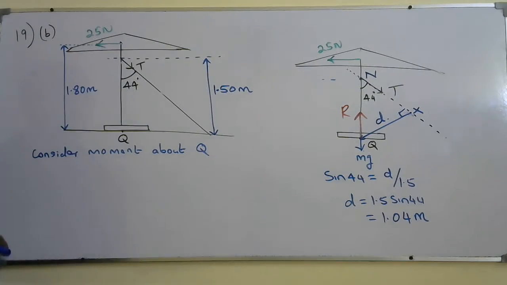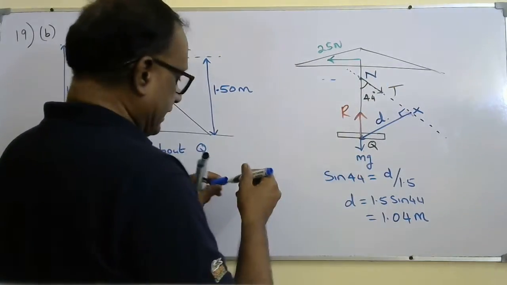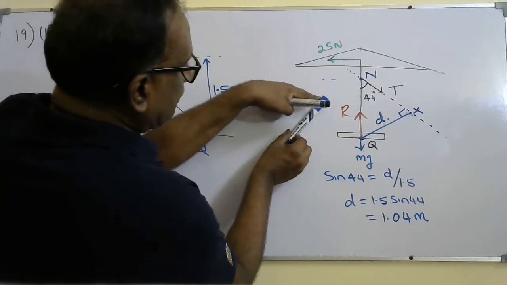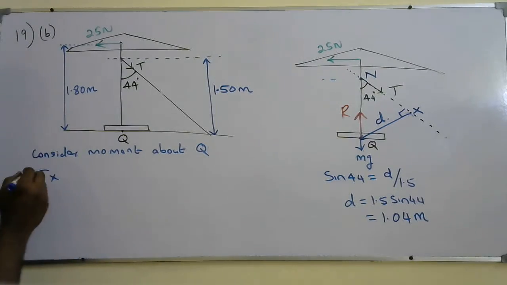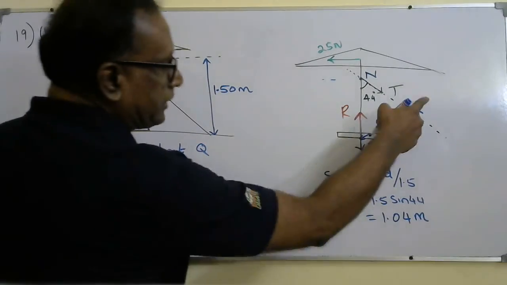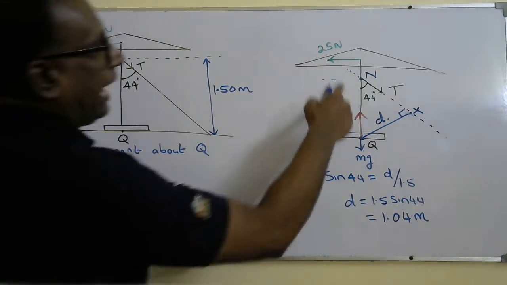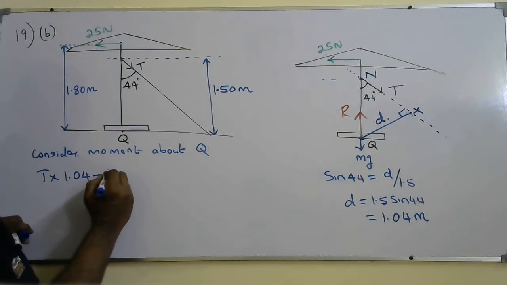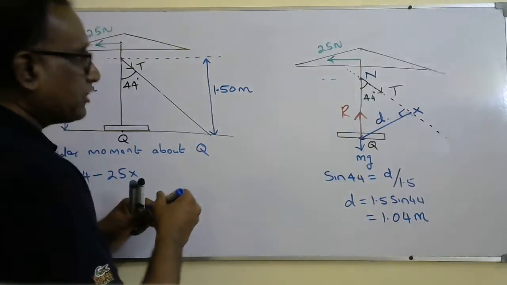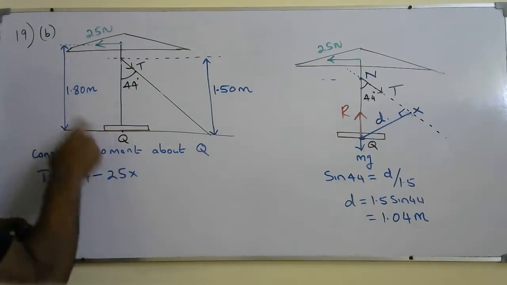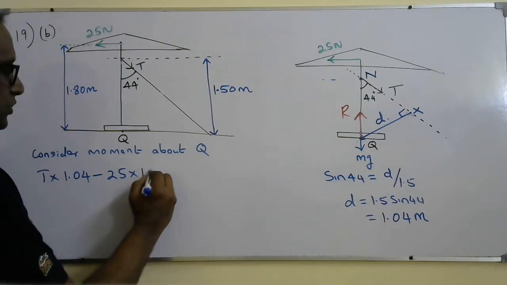So Q is the center of the base. So this will provide the tension, and that will provide a clockwise moment. Taking moments about Q, that is T into the perpendicular distance 1.04, minus 25 into the perpendicular distance from Q to the line of action of the 25 Newton force. The force is horizontal, and the distance is 1.80.